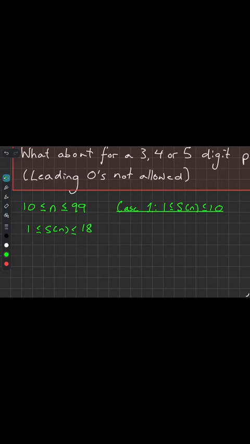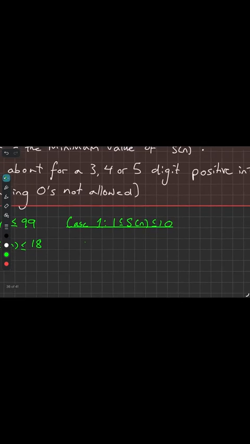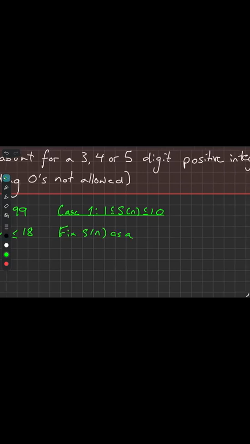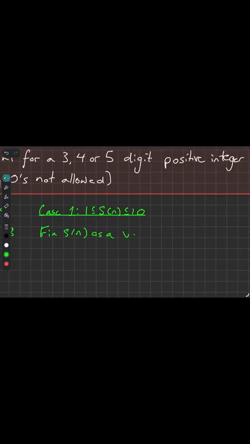Now, what I'm actually considering here is n divided by s of n. And we can call s of n a fixed value s, right? We can just fix s of n, so let's say that as a value, call that value s.